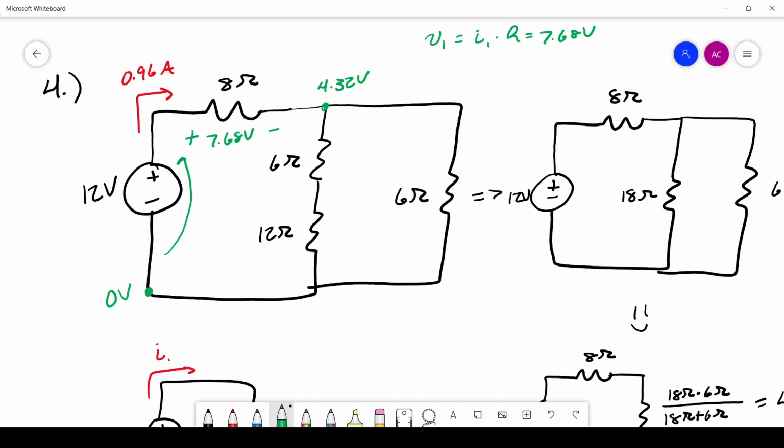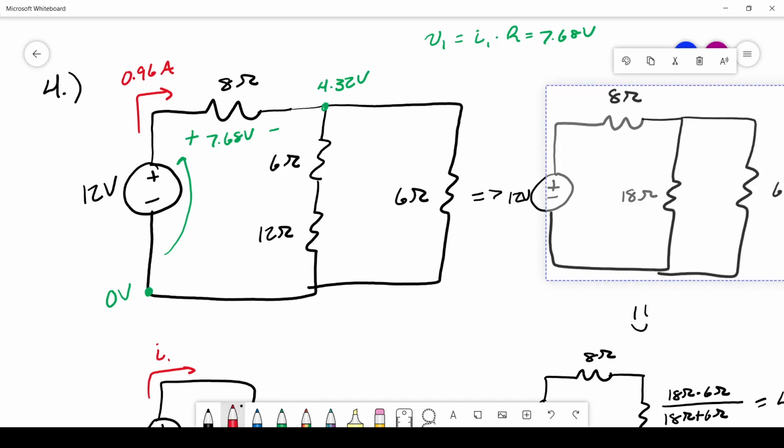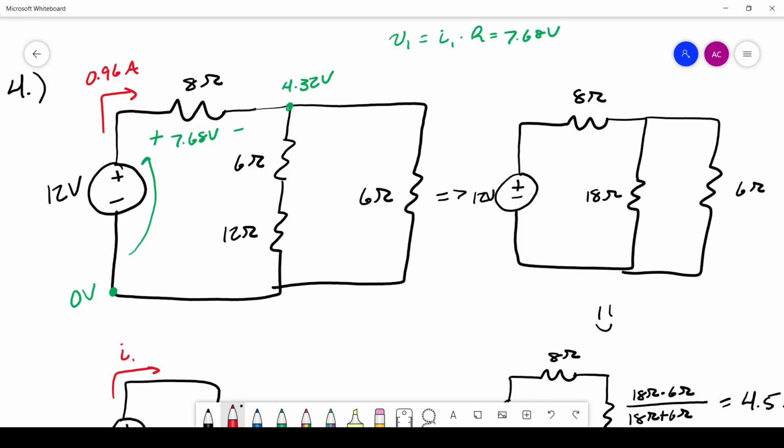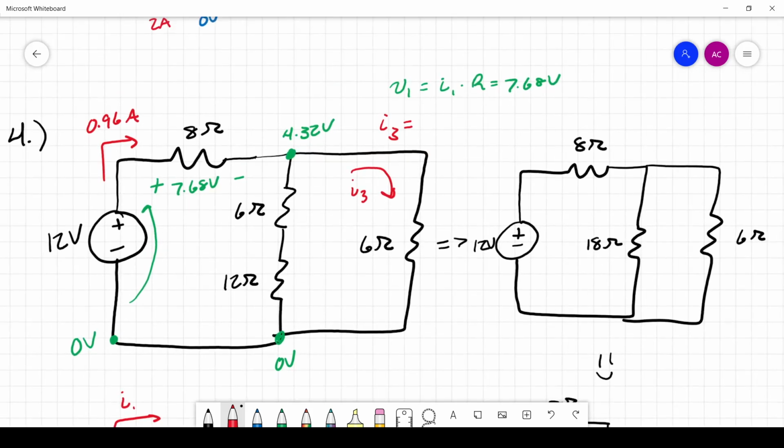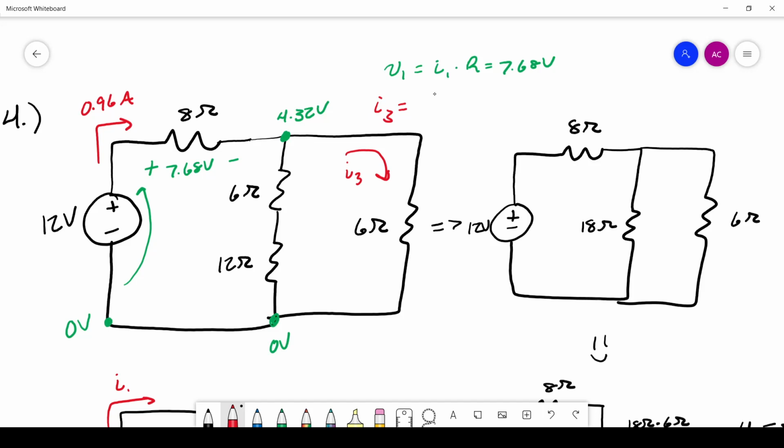First thing we can do is calculate, well, let's see, we know the voltage here, we know the voltage here, and the voltage here is 0 volts. Okay, and now we can use that to solve for this current. Call that I3. So I3 is going to be equal to the voltage, 4.32 volts, divided by the resistance, which is 6 ohms here. Okay. And that will be 4.32 divided by 6. Oh, divided, not times 6.